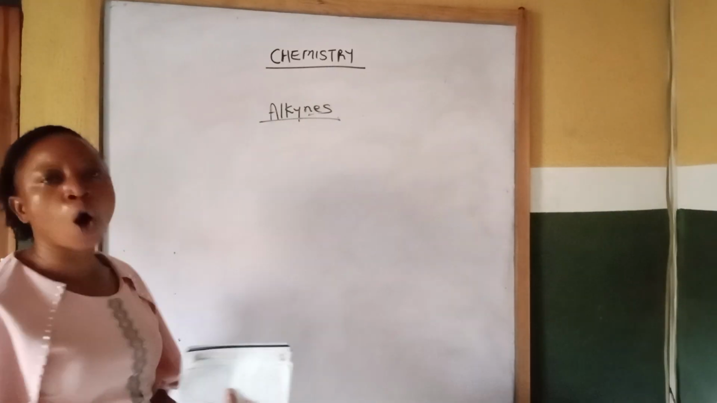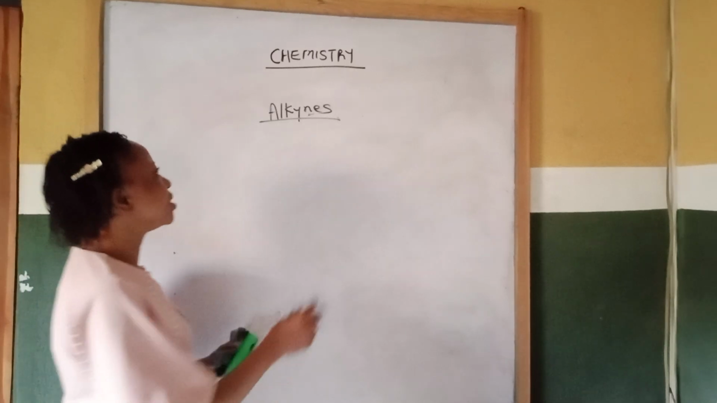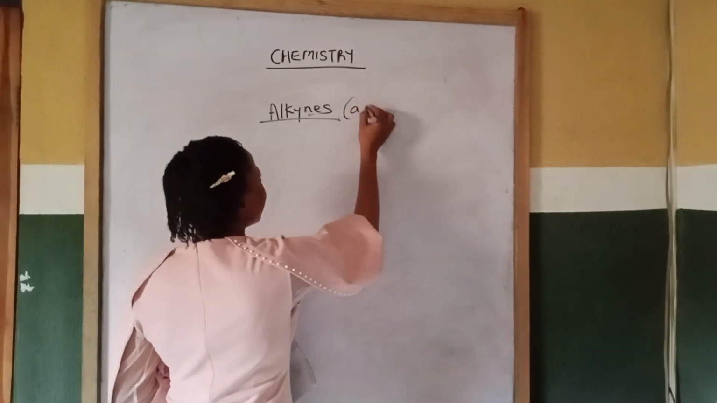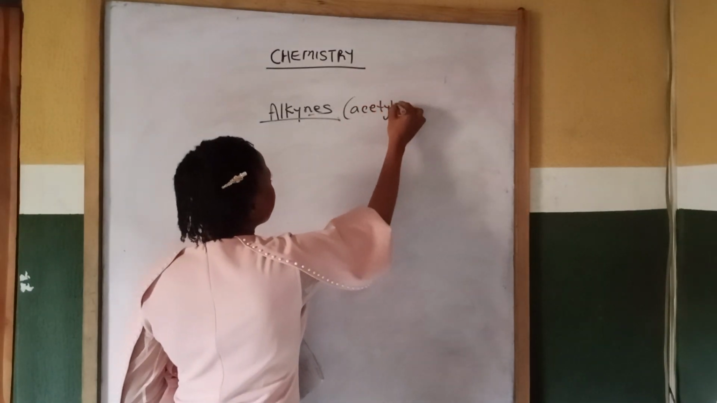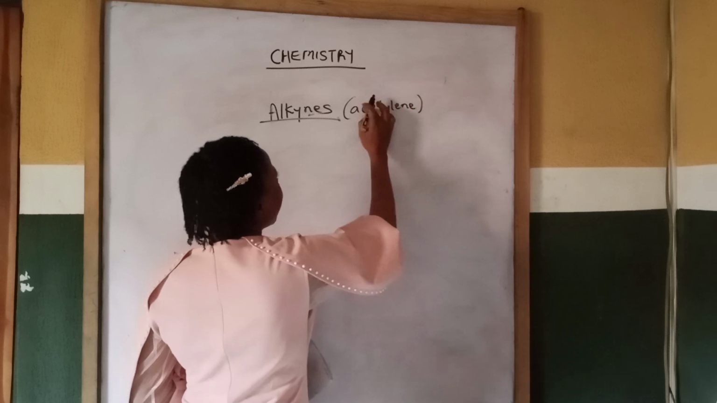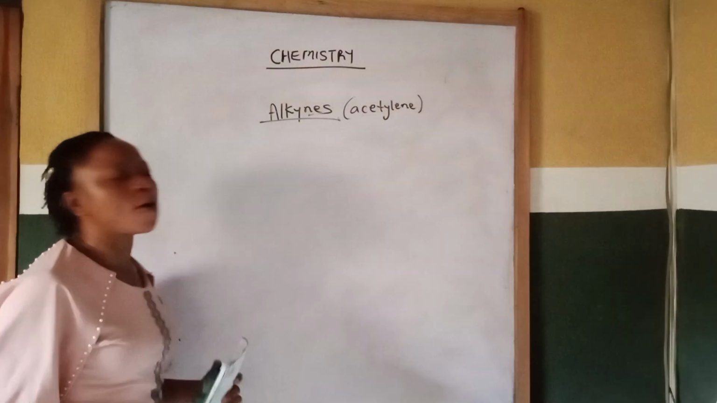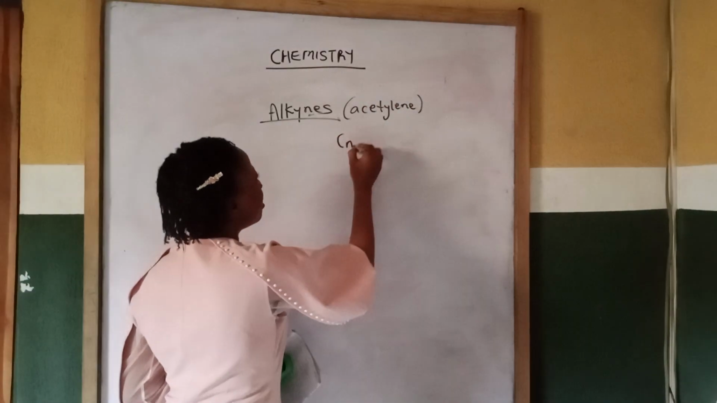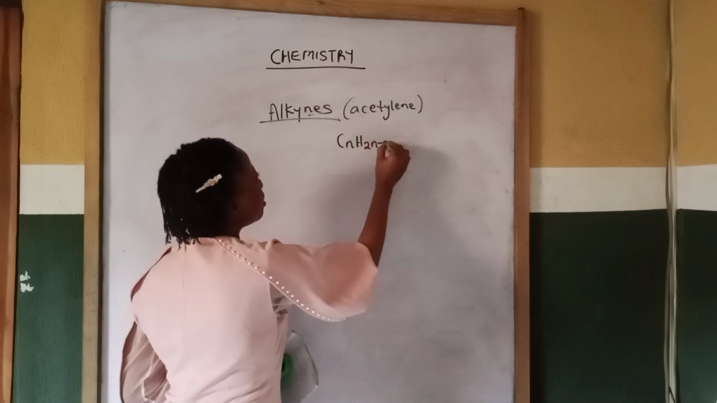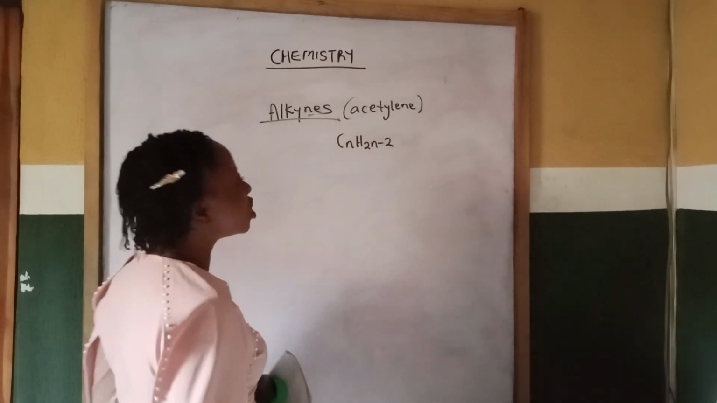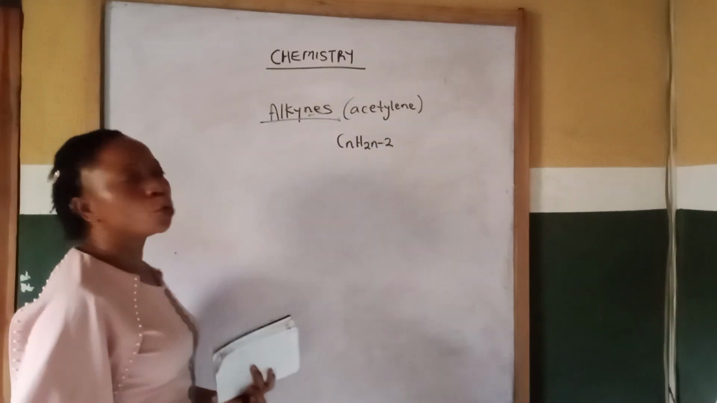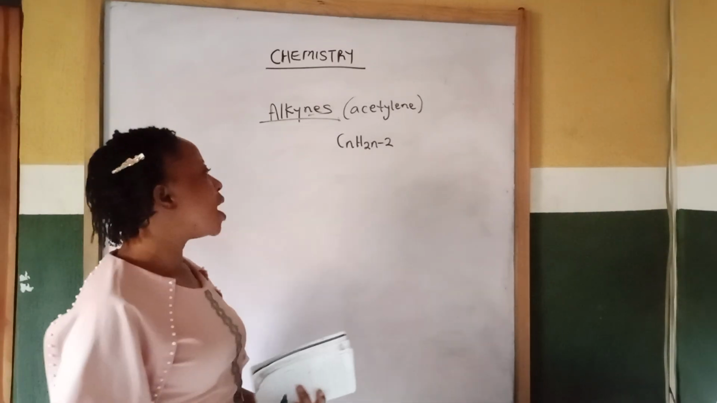Alkynes are also known as acetylene. Alkyne has a general formula of CnH2n-2. From this general formula, you derive the molecular formula for members of alkyne.